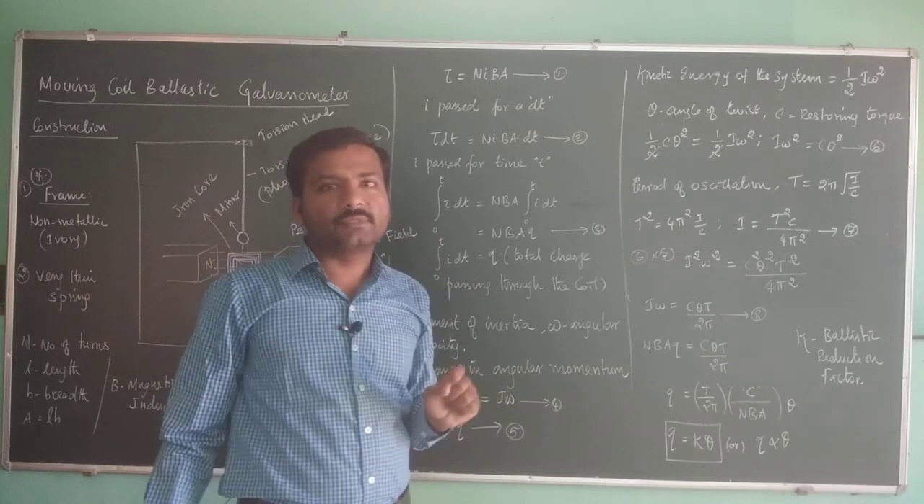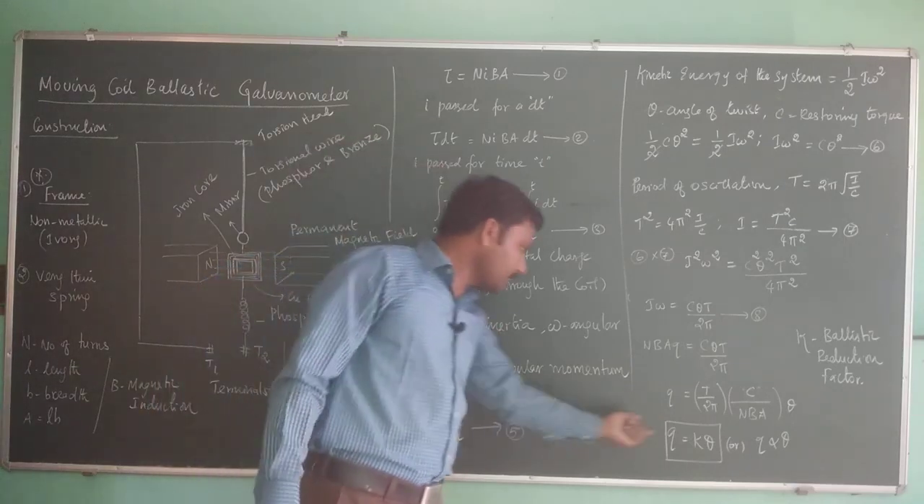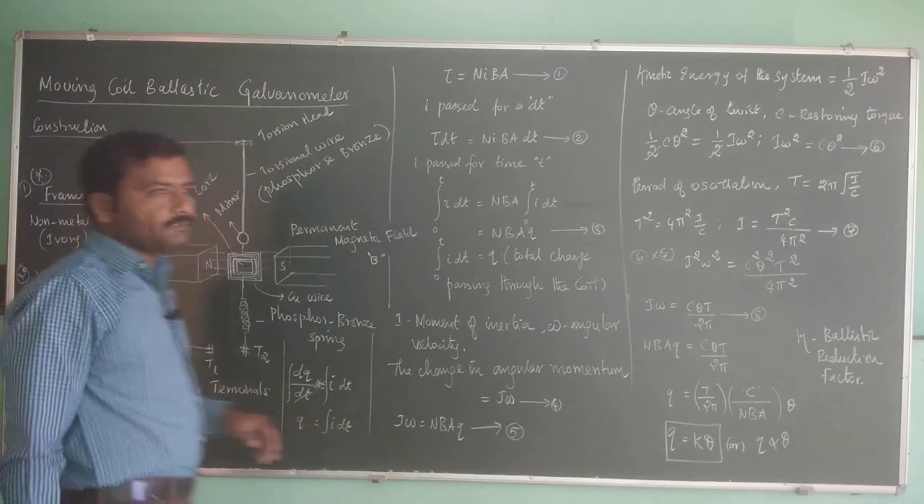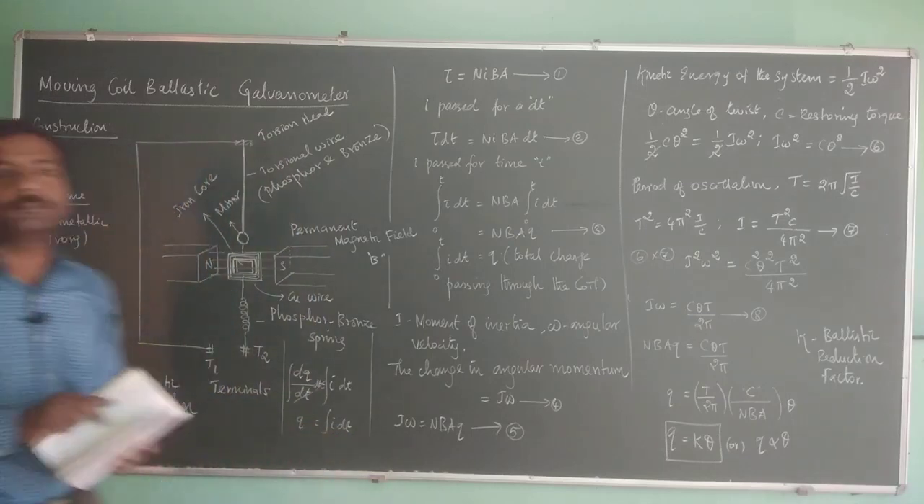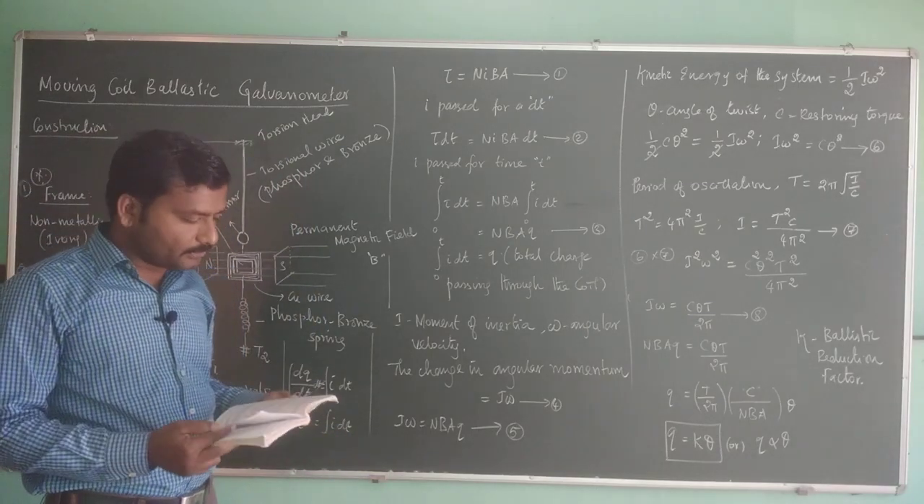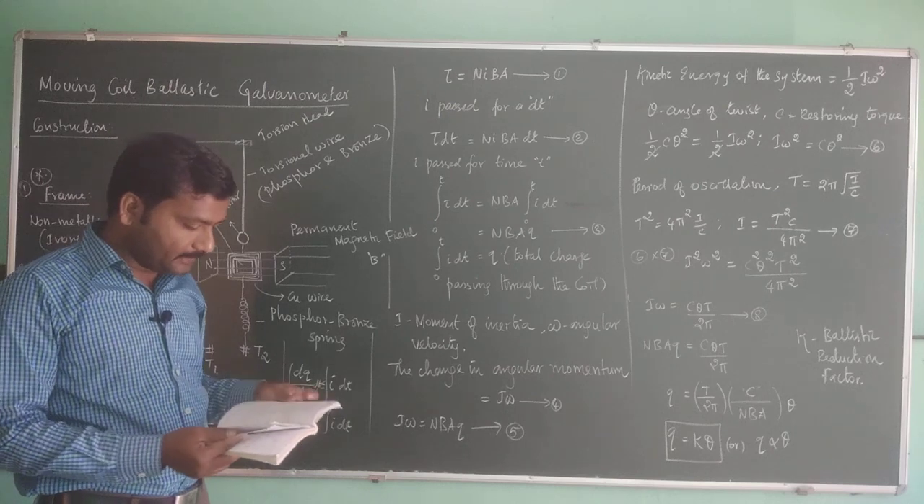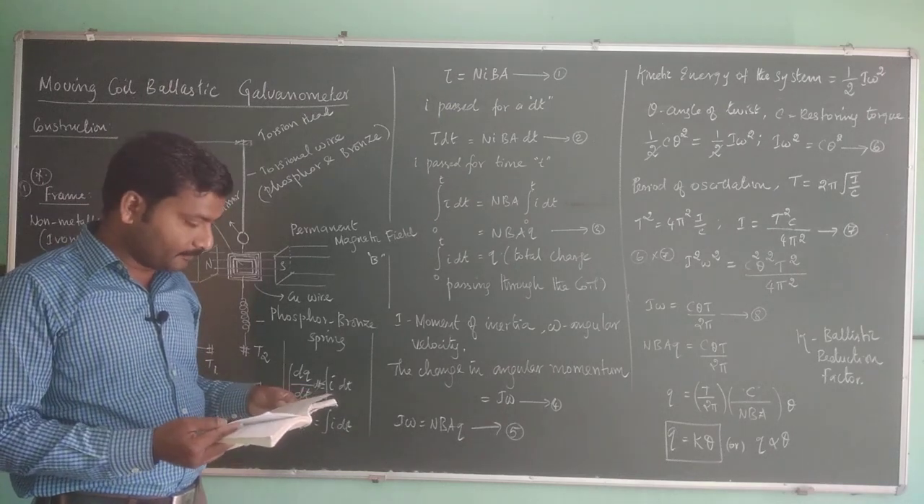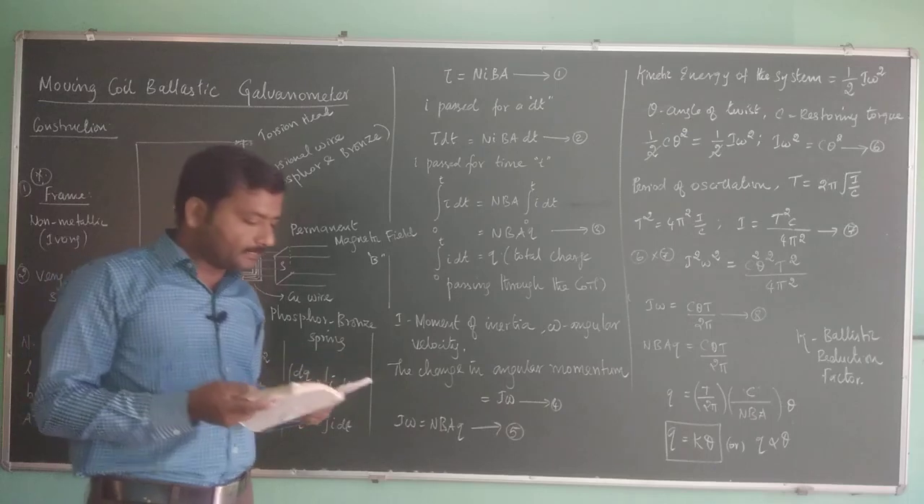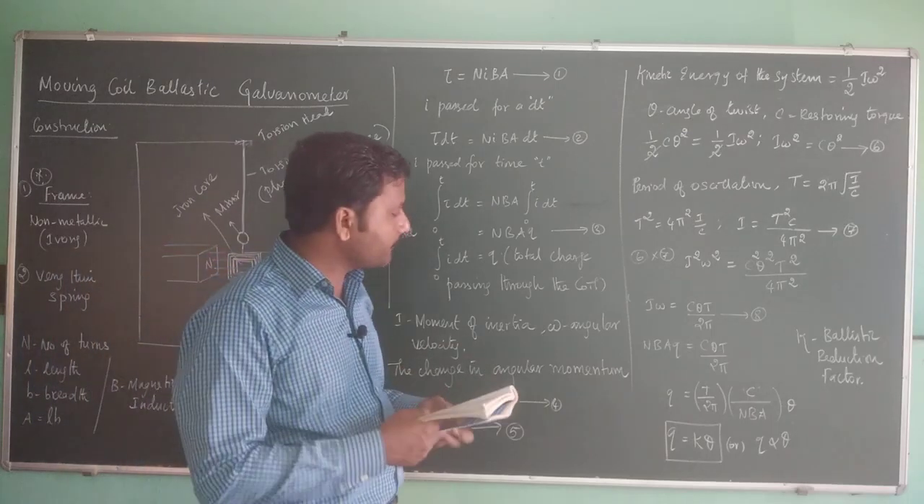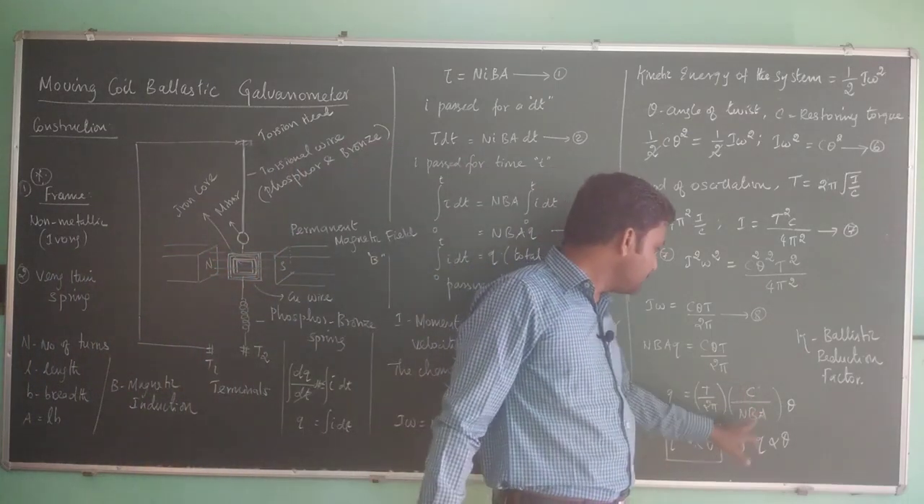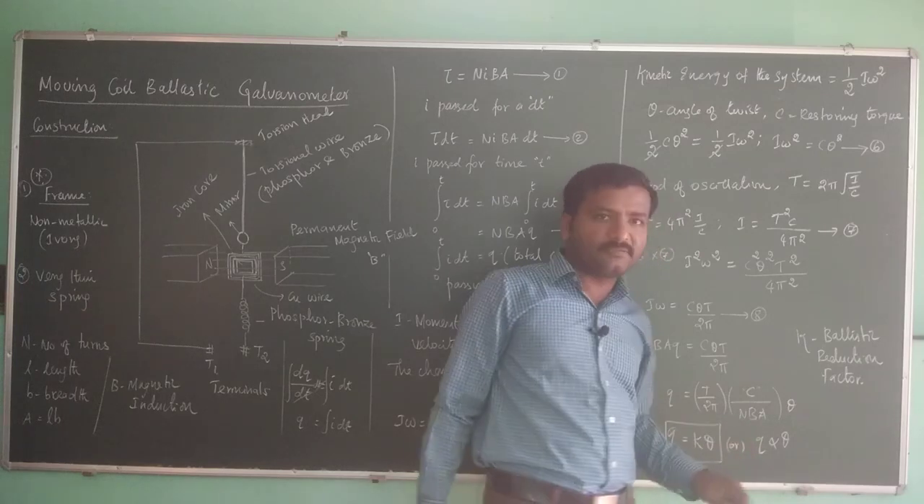Small value of current we have measured. We have written an expression for I, and we have obtained an expression that I is proportional to theta. So I is proportional to K theta, where K is equal to C by NBA. That was the expression we have obtained.